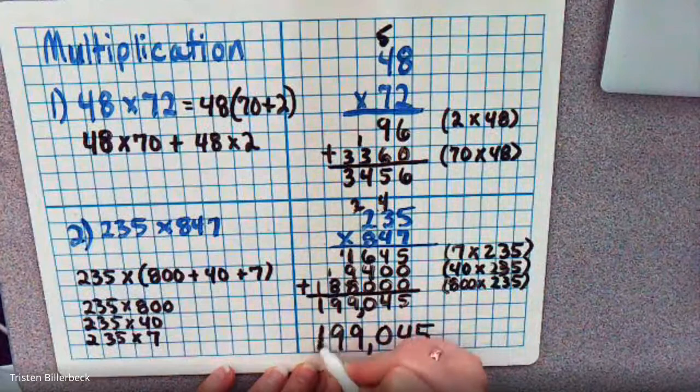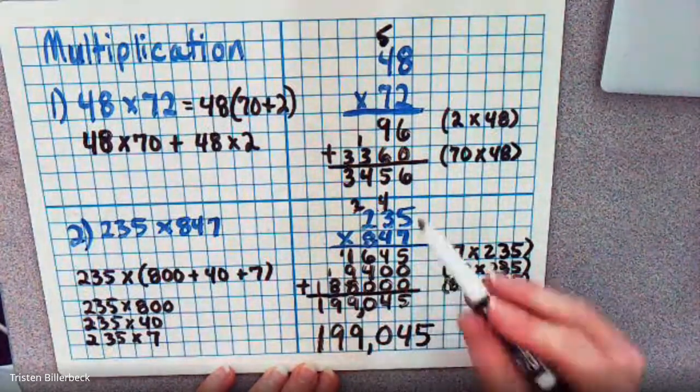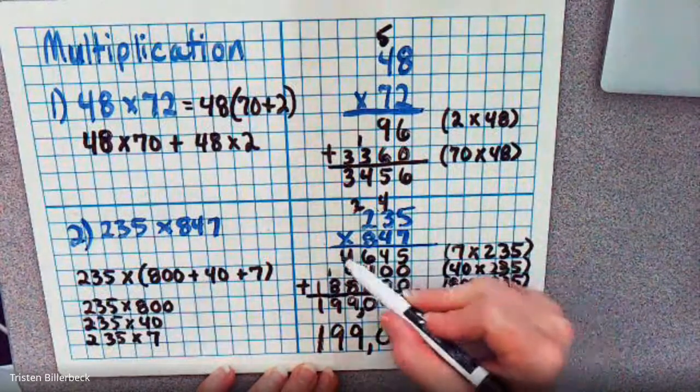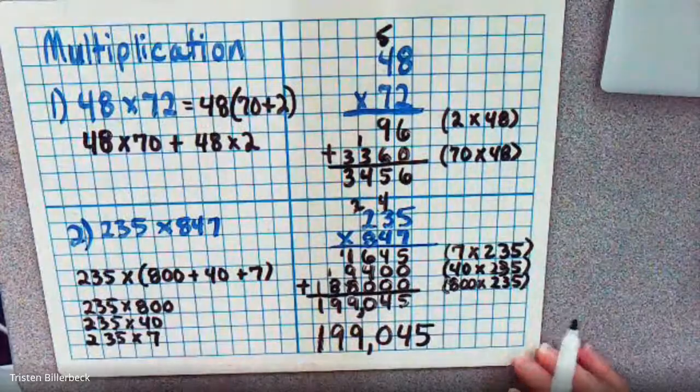All right. So when we keep everything nice and organized and use this grid paper, it's really easy to keep all the columns nice and straight. Okay, so we don't make these big mistakes.